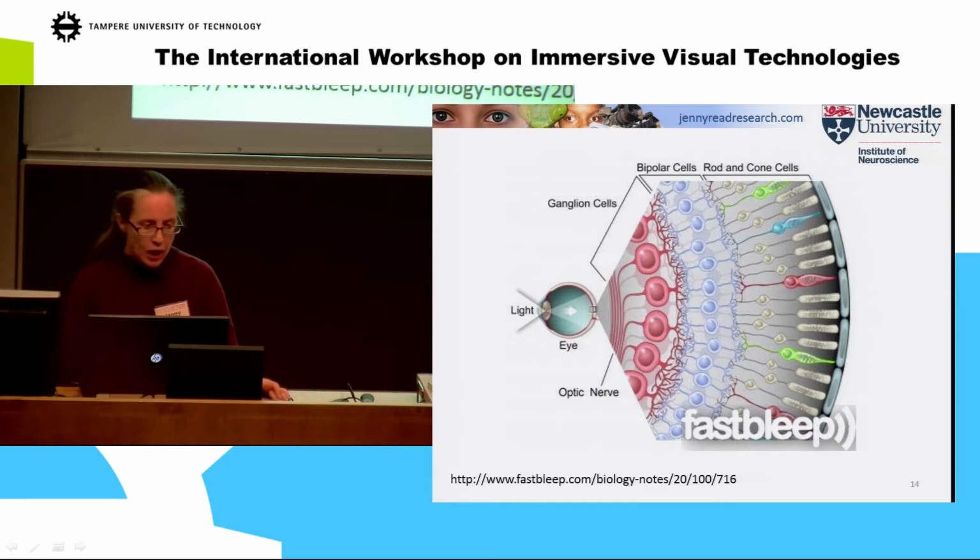And the output layer are what are called the retinal ganglion cells, and it's their axons, their nerve fibres that form the optic nerve and carry information to the brain. And the only information that leaves the retina is along these nerve fibres.